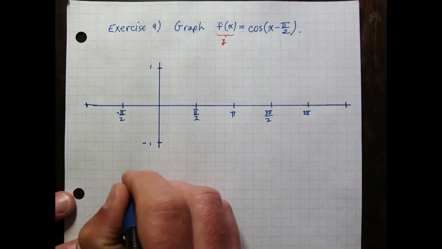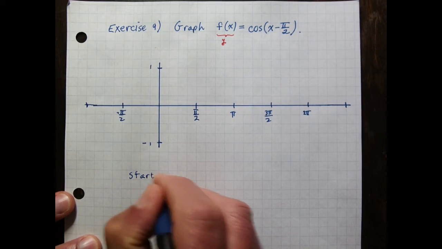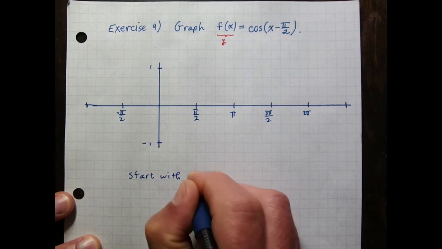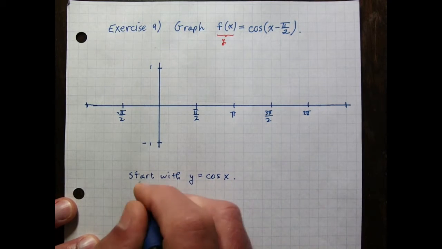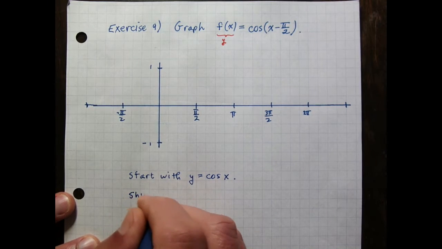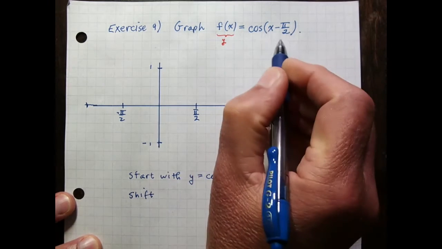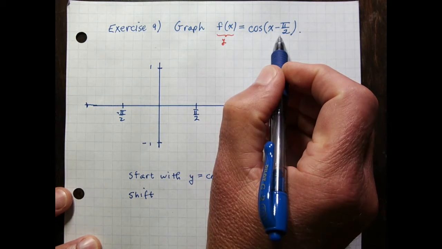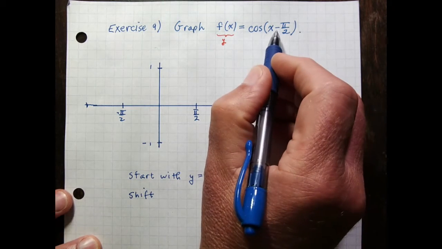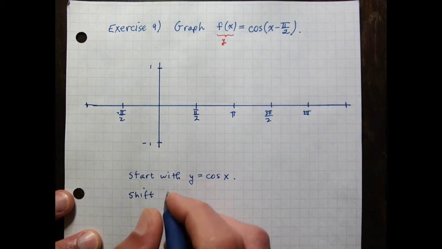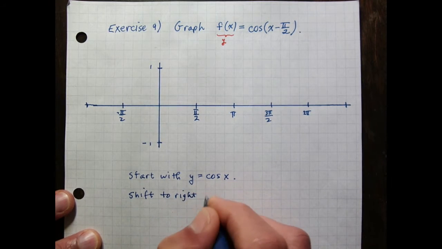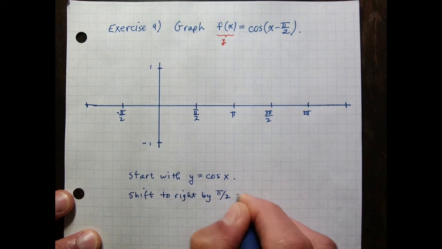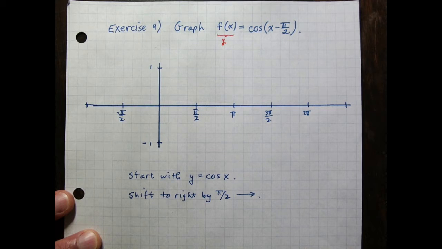So we can start with just the y equals cosine x graph that we know. And then we're going to shift horizontally, right? Because we were subtracting inside parentheses. And you have to remember, if you see subtraction inside parentheses, we're going to shift to the right, actually in the positive direction, by pi over 2 units. So we're shifting that way.